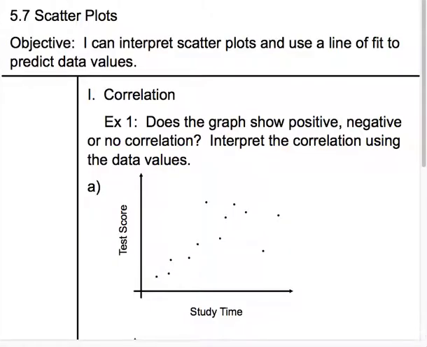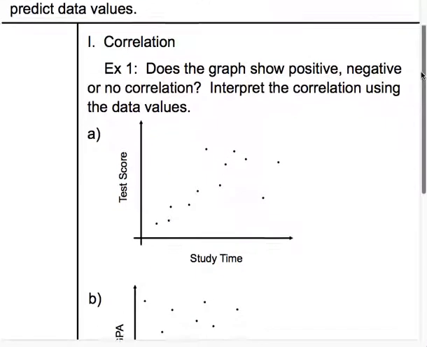All right, so today we're going to be able to interpret scatter plots and use a line of fit or a trend line to predict data values. So the first thing we're going to take a look at is whether or not two data values have some sort of correlation. And if they do, is it positive or negative?